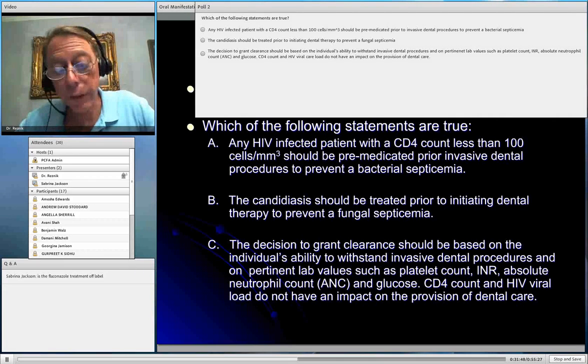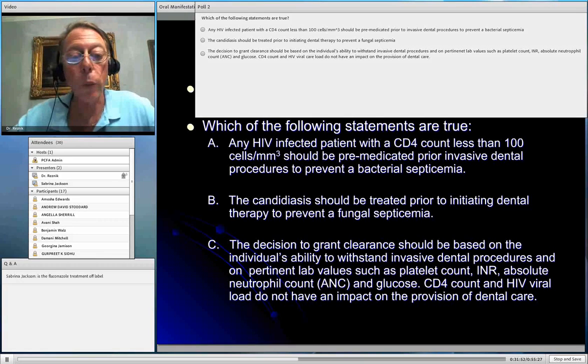And just to confuse you even further, we changed it to those three. So which of these following statements is true? A, somebody has a really low CD4 count, you need to pre-medicate the patient prior to treatment. B, you really need to treat the candida to prevent a fungal septicemia. Or C, the decision to grant clearance is based on other labs, not necessarily CD4 count and viral load.